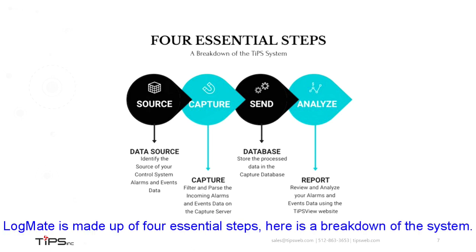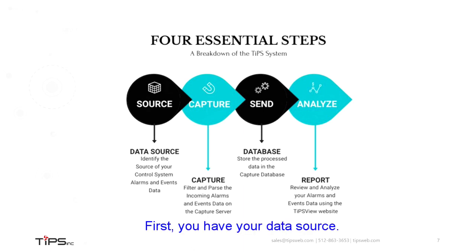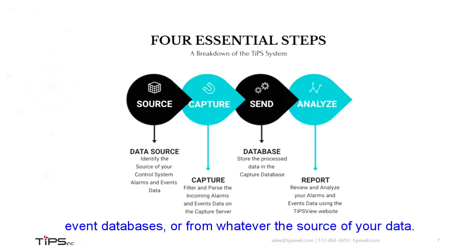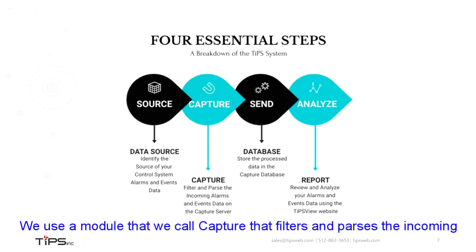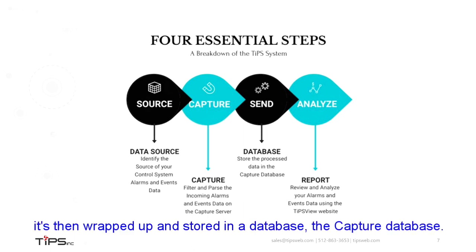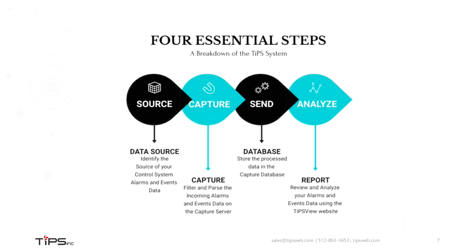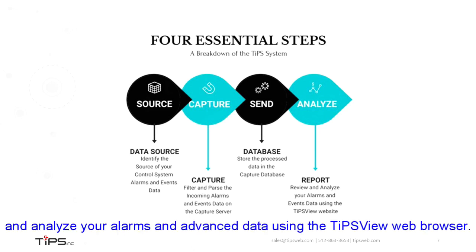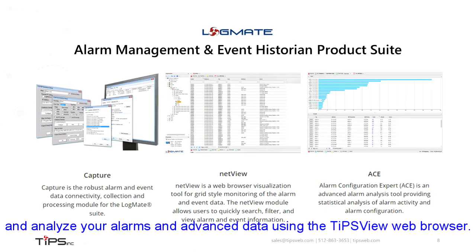LogMate is made up of 4 essential steps, and here is a breakdown of the system. First, you have your data source. This is the data that you're pulling in from your control system, alarms and event databases, or from whatever the source of your data. We use a module that we call Capture that filters and parses the incoming data and separates it into alarms and events and any other additional data. It's then wrapped up and stored in a database, the Capture database. Then from there, we have different applications that you can use to review and analyze your alarms and events data using the TiPSView web browser.